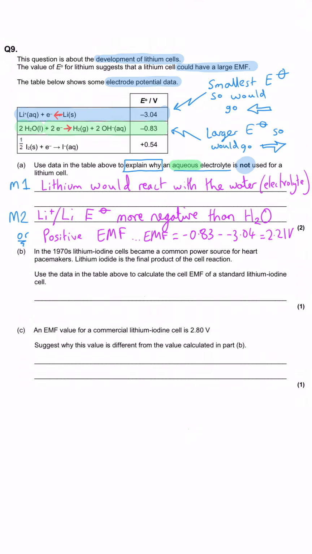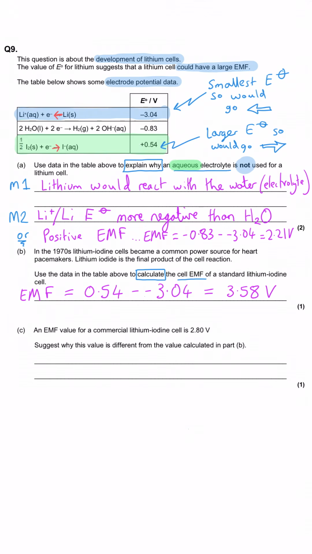In B, it says, in the 1970s, lithium iodine cells became a common power source for heart pacemakers. Lithium iodide is the final product of the cell reaction. Use the data in the table to calculate the cell EMF of a standard lithium iodine cell. To do this, we need to find the difference between the two electrode potential values. This time we're using iodine's half equation and lithium's half equation. The iodine is the larger number, so it's always the larger number minus the smaller number, so 0.54 minus -3.04, which gives us an EMF of 3.58 volts.